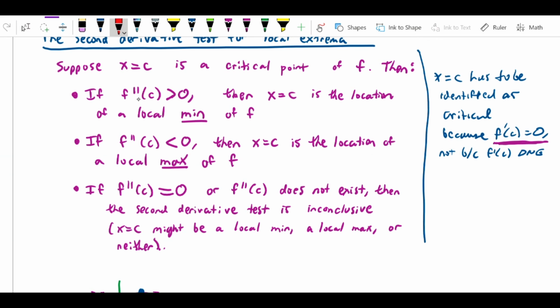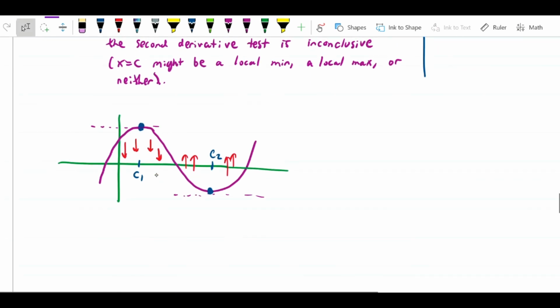So this is why we have this definition that sort of looks like it would be backwards. We say that if f double prime is positive, in other words, if the function is concave up at c, then we found a min, and if it's concave down at c, in other words, if its second derivative is negative, then we found a local max. Hopefully, the picture here makes that conclusion make some sense.